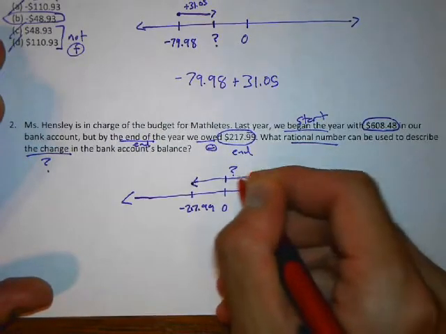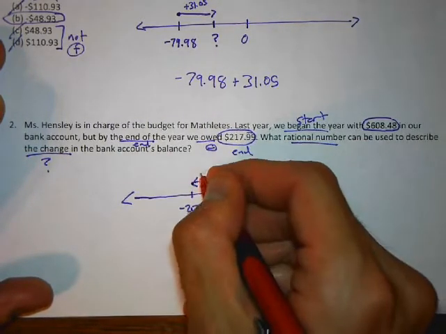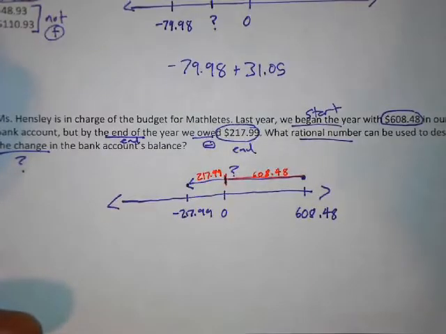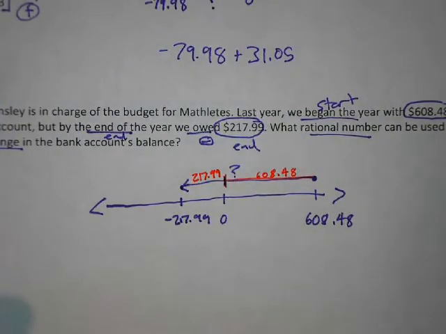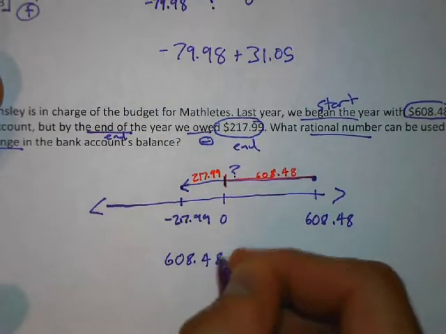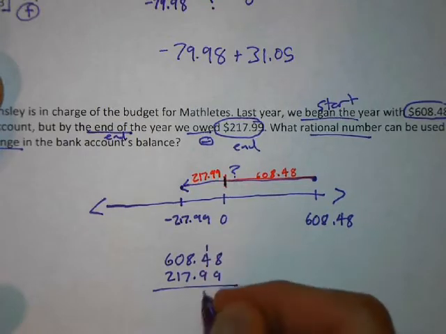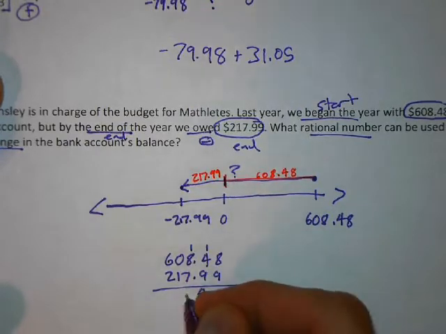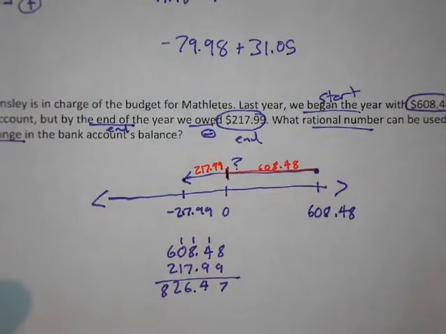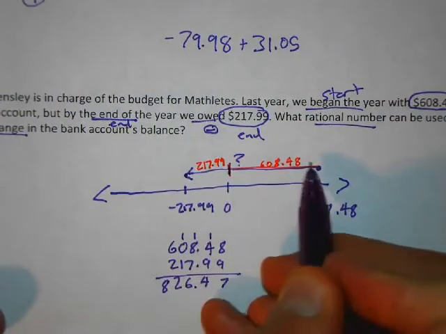Or maybe you see in this picture that 608.48, well, that's this. That's this amount. And from here to here, that's 217.99. So if I want the total, I would have to add those two numbers. Okay, either way, what you're going to end up doing is adding 608.48 and 217.99 to get 826.47. 826.47, that's definitely a reasonable length of that arrow.